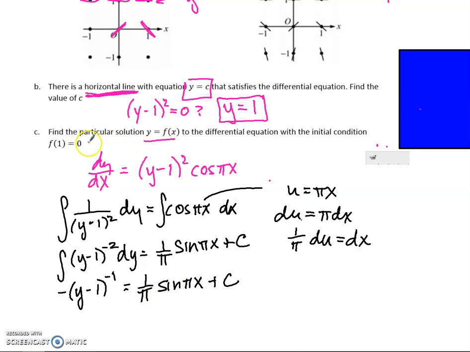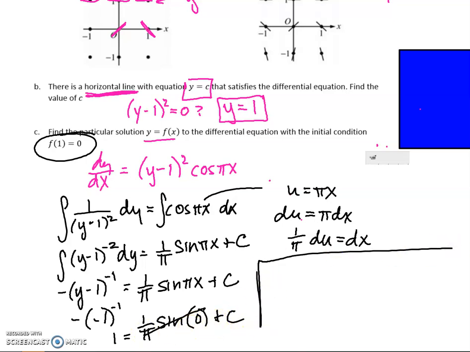So then if I want the particular solution, I'm going to plug in my point. So when y is 0, I get negative 1 to the negative 1. There's a lot of negative ones. Remember, this just means I get negative of 1 over negative 1. So this all ends up being a positive 1. And then here, if I plug in 0, I get 1 over pi times sine of 0, and sine of 0 is 0. So we end up with c equals 1.